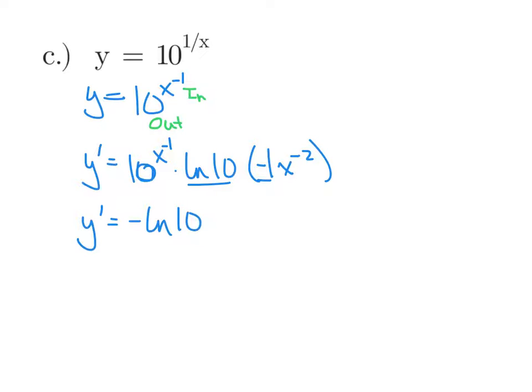Natural log of 10 is just a number, it's a coefficient. Then anything that has a variable would end up coming after the coefficient. Because this x to the negative 2 has a negative 2 power, I could create a fraction, putting that x squared in the denominator, and in the numerator, we would be left with just the 10 to the x to the negative 1, which from the beginning was 10 to the 1 over x. There's really nothing else that I can do, and so that's going to be our derivative.